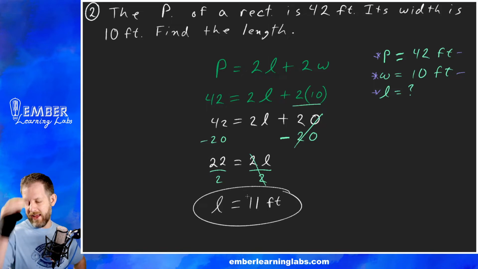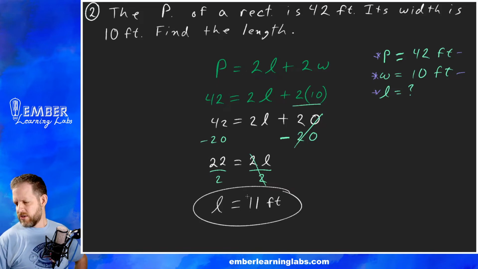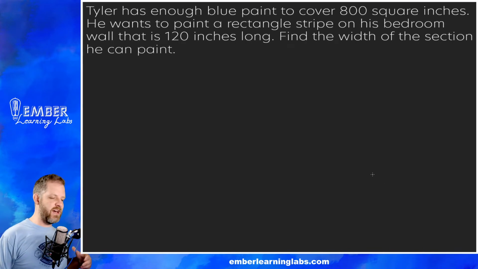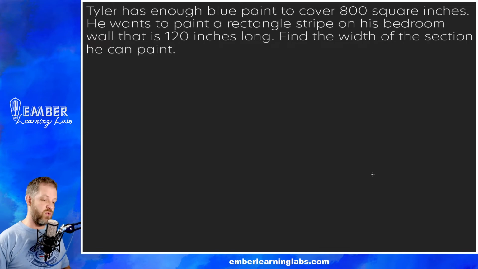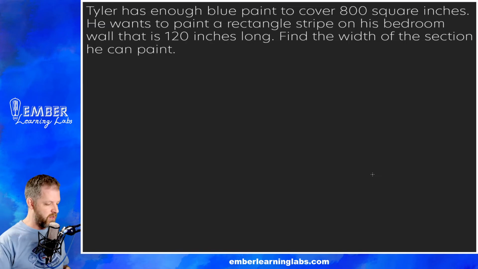That's not too bad. Maybe a little different than what we're used to seeing. So let's do a word problem, and then we're going to be done. Tyler has enough blue paint to cover 800 square inches. Since we're doing square inches, we know we're going to be talking about area. Follow the units. He wants to paint a rectangle stripe on his bedroom wall that is 120 inches long. Find the width of the section he can paint.